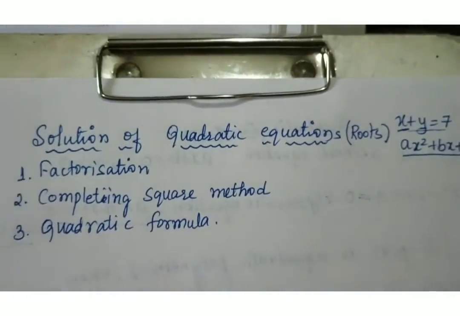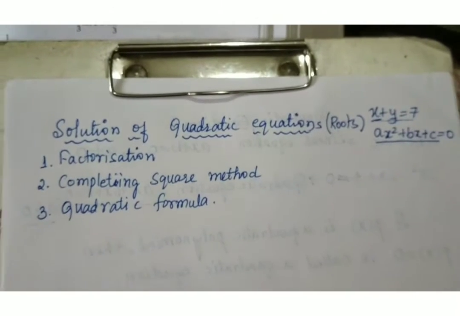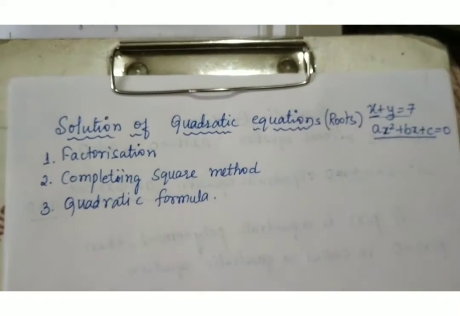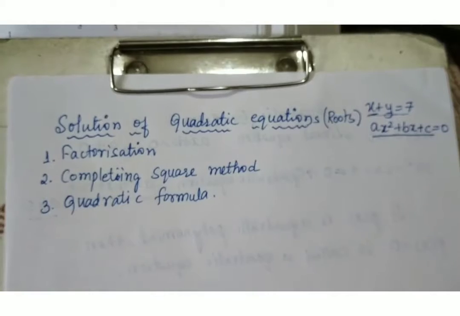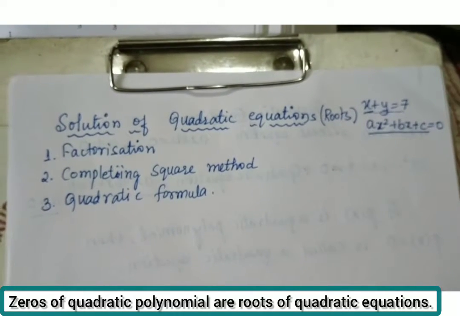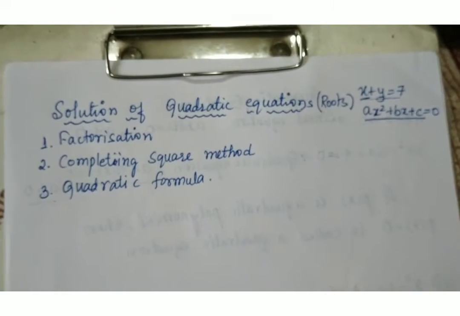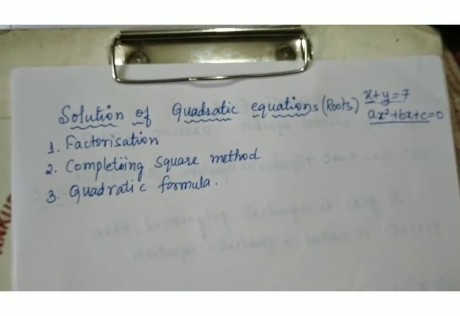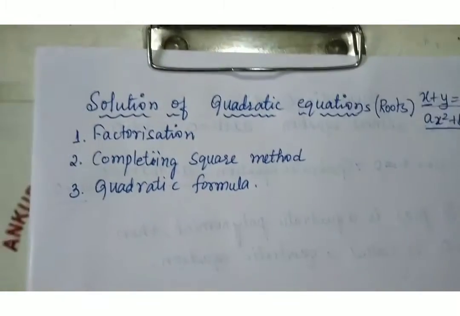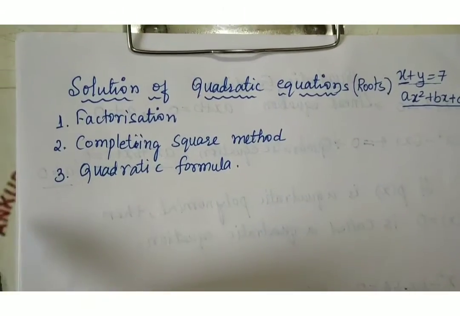What are the roots of quadratic equations? Same as in polynomials, the zeros of a polynomial are nothing but the roots of the quadratic equation. Zeros of a quadratic polynomial are the roots of the quadratic equation. Same thing is here. Now, we have three methods of solving quadratic equations. Okay, there are three methods of solving a quadratic equation.